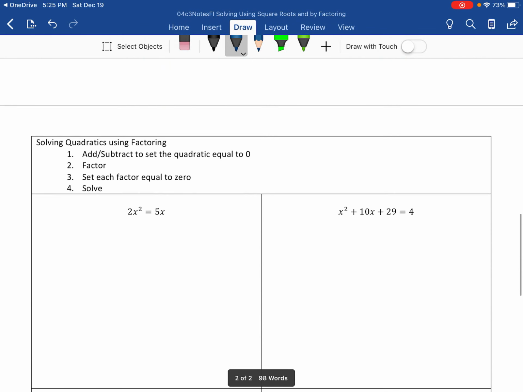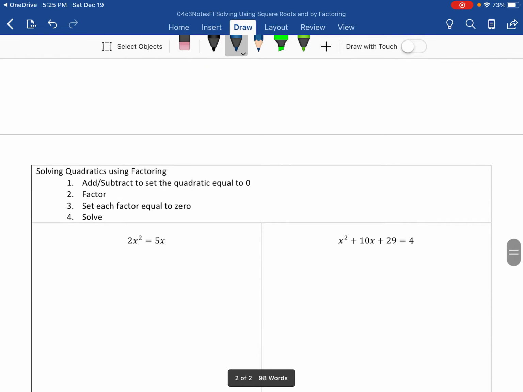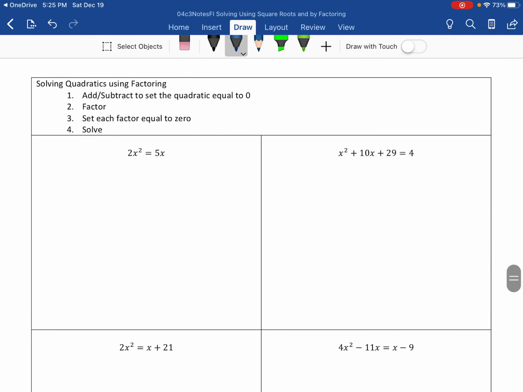Radical. Okay, so beyond that, we're going to go through, because I wanted to show you the difference between these ones and then solving quadratics using factoring, where you have to set it equal to 0 first. So what you have to do is you add or subtract to set the quadratic equal to 0, factor, set each factor equal to 0, and solve, much like we did last class.